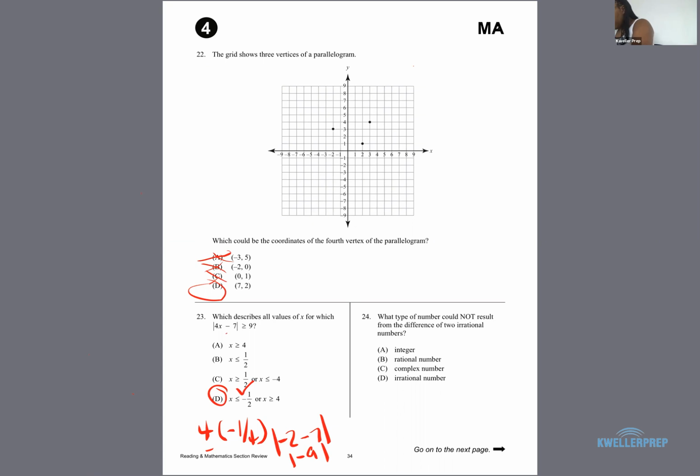Now, let's try 4. So when x is greater than or equal to 4, well, let's plug it in. You have 4 times 4, which is 16, minus 7, which is 9. Absolute value of 9 is 9. And 9 is definitely greater than or equal to 9. But again, you would just plug in values to see which gives you the right answers. Do you guys understand?